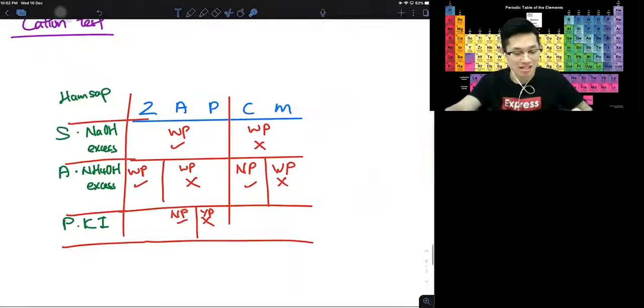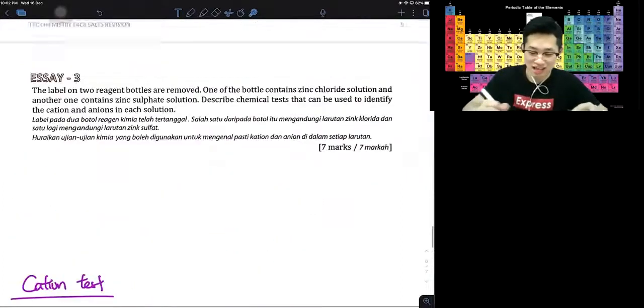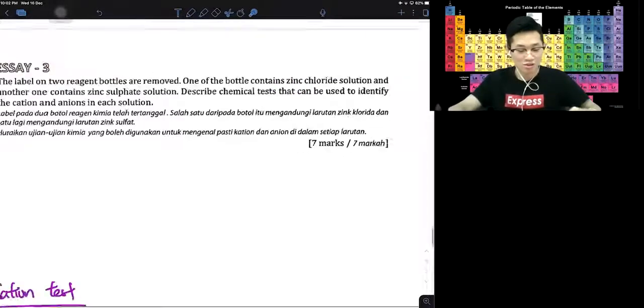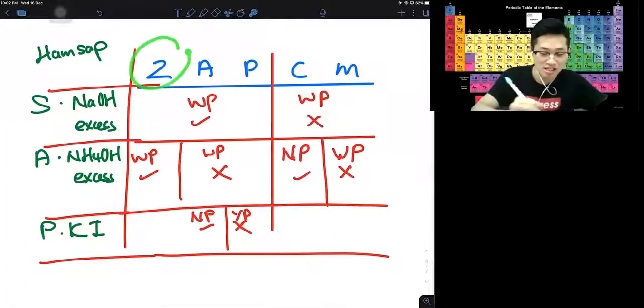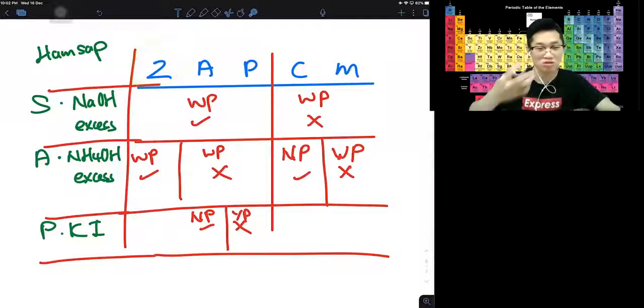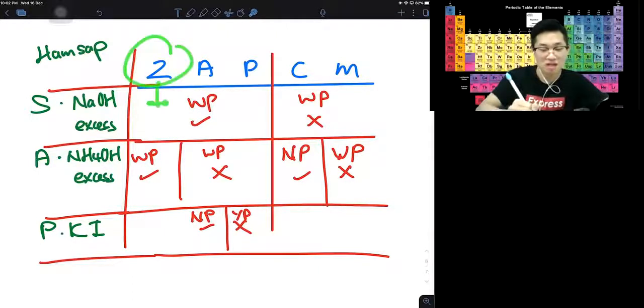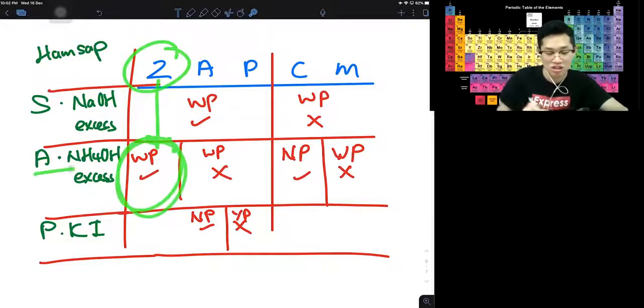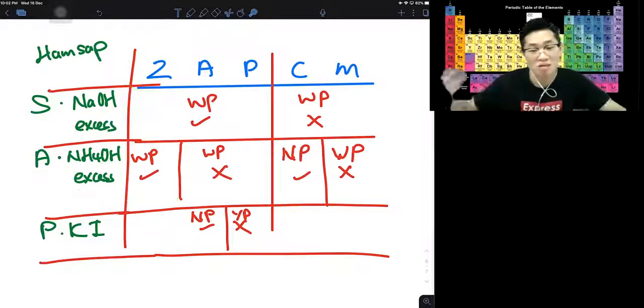I want to answer this question now. How to prove the presence of zinc? So which one is zinc? This is zinc. Zinc, you go down to the lowest, must go down to the lowest. You can't stop here because if you get this result, it can be ZnAlPb. So I will always go down to the lowest. That means this one. I have to add ammonia solution, and then I will be getting WP and tick.